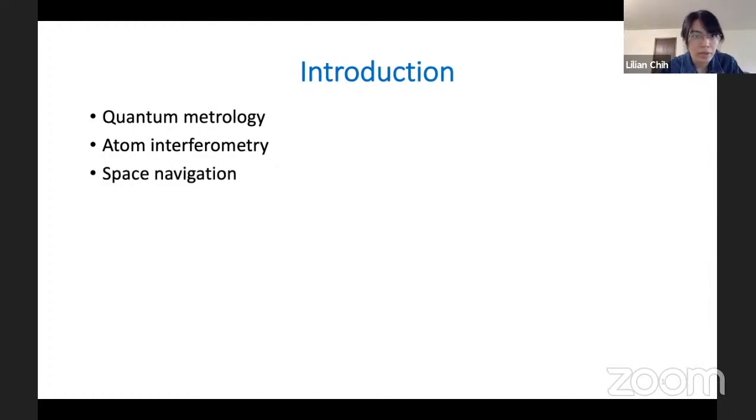The application that we're interested in is space navigation. And for this navigation, we need to design the atom interferometer so that it can measure acceleration and rotation with high precision.